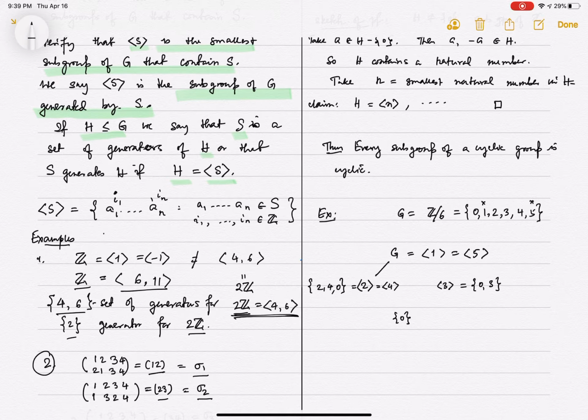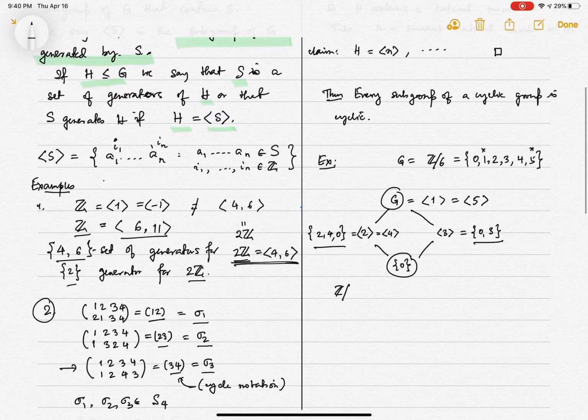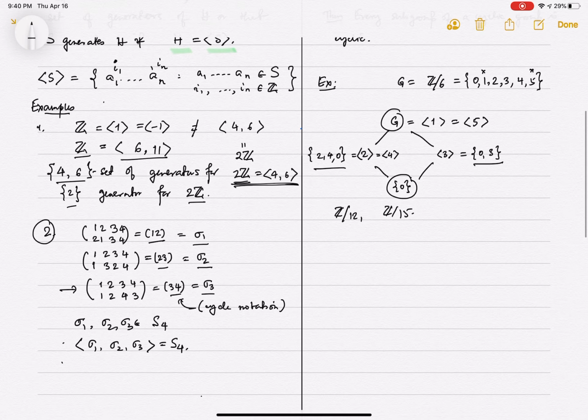There are 4 subgroups. And here is a sort of picture that remembers which one is contained in which. The arrows tell you which is contained in which. So there are 4 subgroups: G itself, just 0, and then this one and that one. You can do a similar exercise with maybe Z mod 12, Z mod 15 to get a sense of what is going on. If you want to move beyond cyclic groups, maybe I'll do a couple more examples.